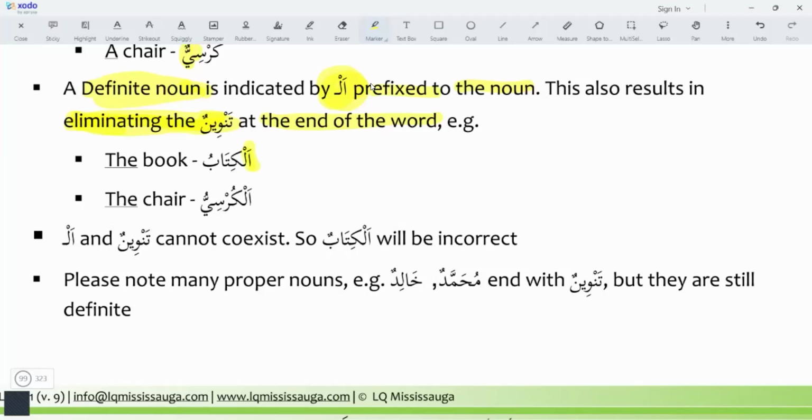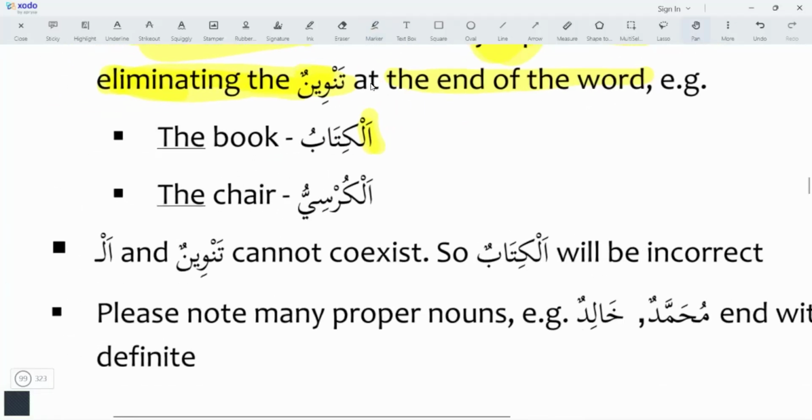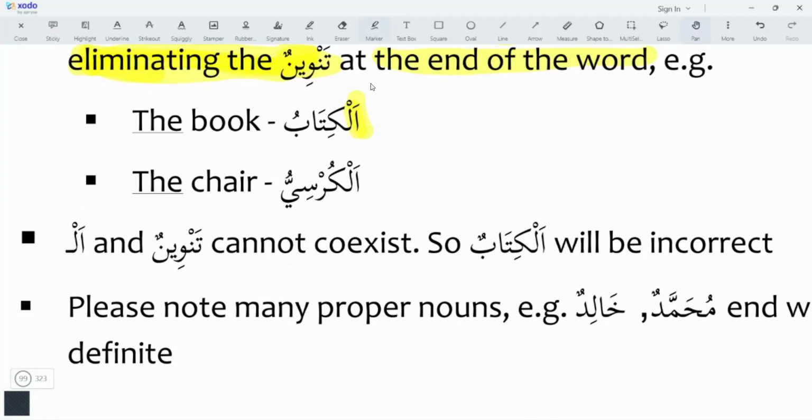We used here alif and lam. Here you can look. We have used alif and lam, so the tanween of the last letter is dropped and there is a single vowel. Al-kitabu. Same with kursiyun. Alif and lam. Al-kursiyu. The tanween is dropped and there is only a single vowel.